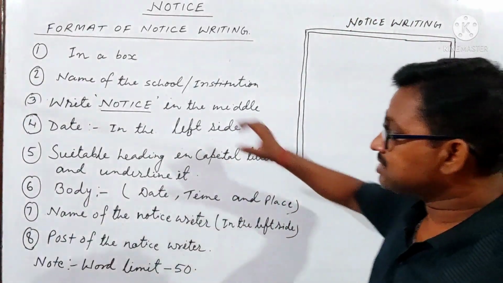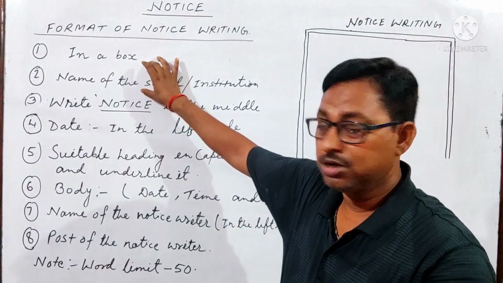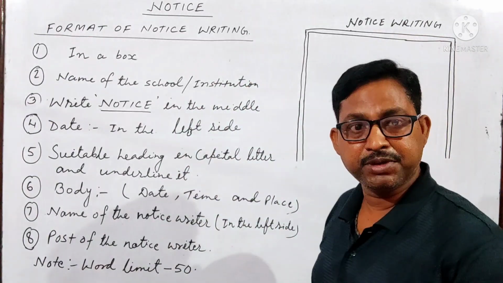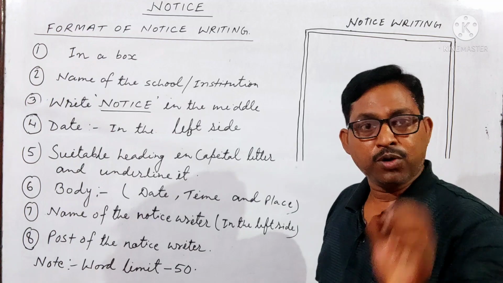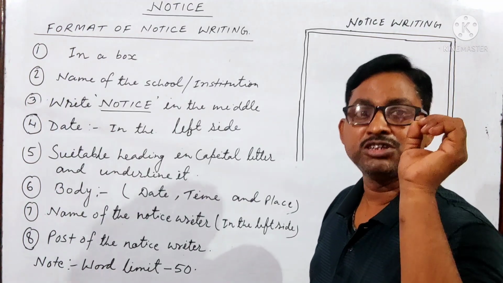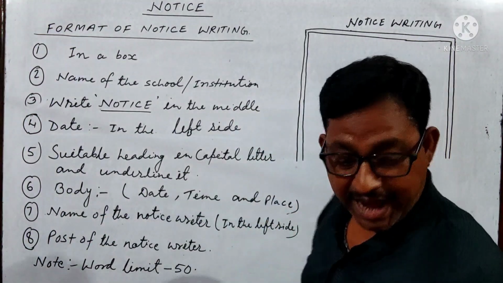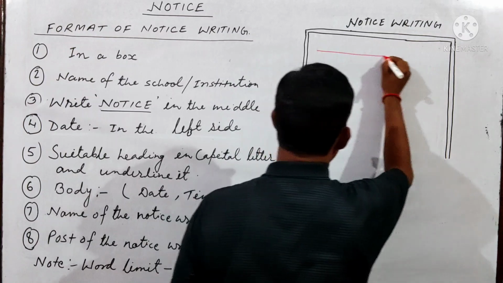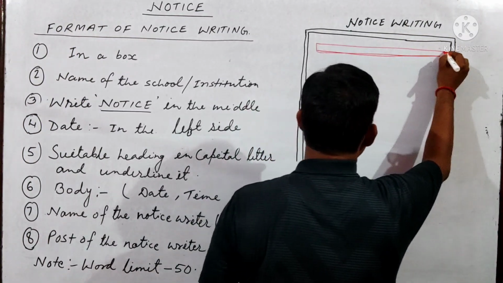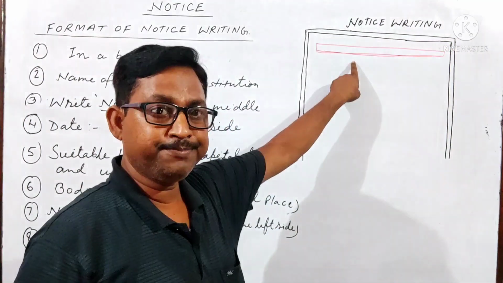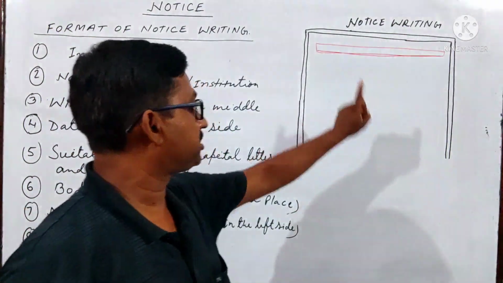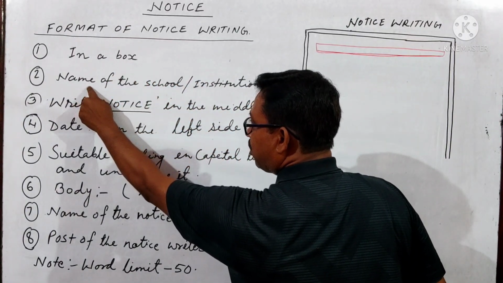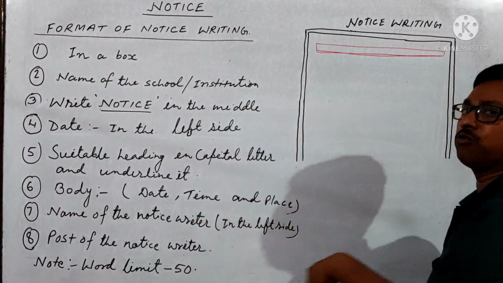The second point that is necessary for writing a notice is the name of the school or institution. That means when you write a notice, you are writing it from a school, an institution, or a locality. So you have to write the name of that school, institution, or locality on the top portion of the box, from where you are writing this notice. So the first point is the box, and the second step is to write the name of the school or institution you belong to.